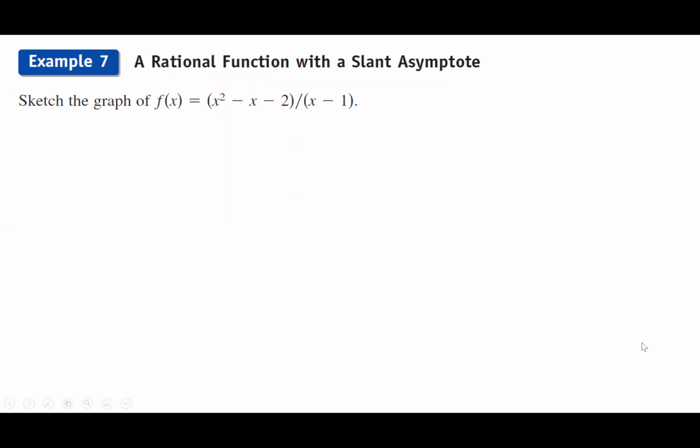Good to go. All right, so we're going to deal with something called a slant asymptote right now. And so we're going to simplify. So you guys talk to me, does it simplify? Does the top factor at least? Yeah, the top factors into x minus 2, x plus 1.